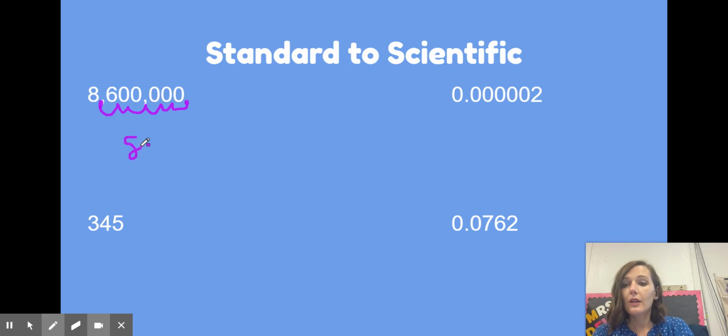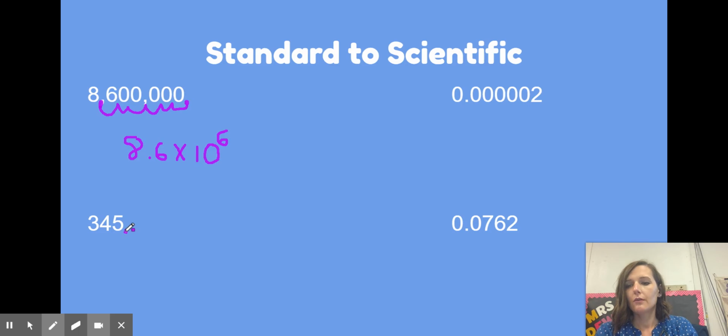So when you rewrite your answer, your decimal is going to be in the new spot. So it's going to be 8.6. And then you want to write how many times you had to move that over as your exponent. So we had to move that over 6 times. That's my exponent. Okay, so even with small numbers, it works the same way.